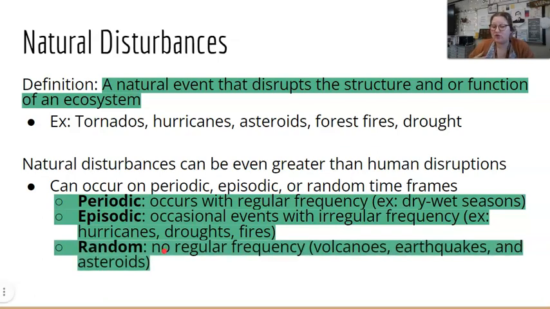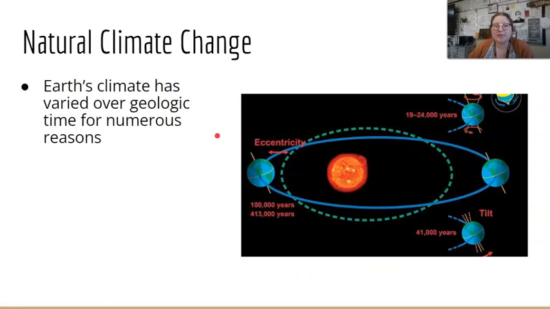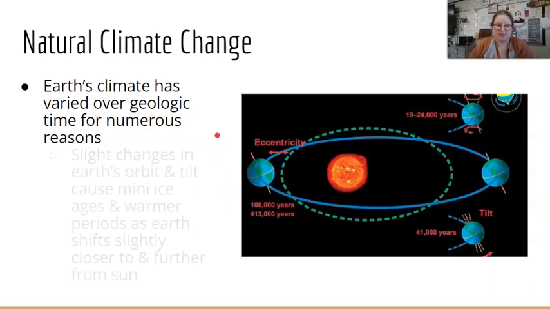And then random, we have no idea when they're going to happen. There are no telltale signs or anything, and that's volcanoes, earthquakes, and asteroids. So Earth's climate has varied over geological time for numerous reasons. We're looking at climate change naturally, not what we are going through now, which is human-caused climate change.